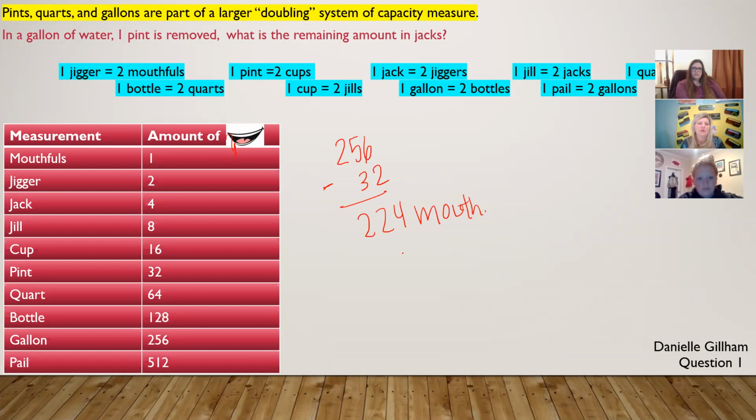So then you'll do the 224 divided by 4 mouthfuls per 1 jack, since one jack equals 4 mouthfuls, and you're going to get 56 jacks are left after you subtract your pint from your gallon. That's it.